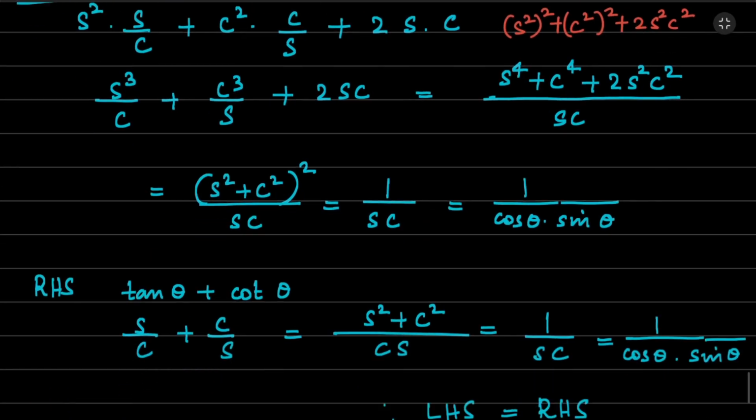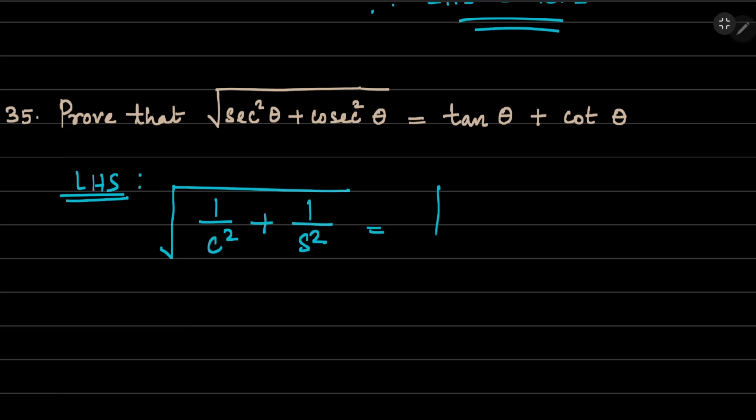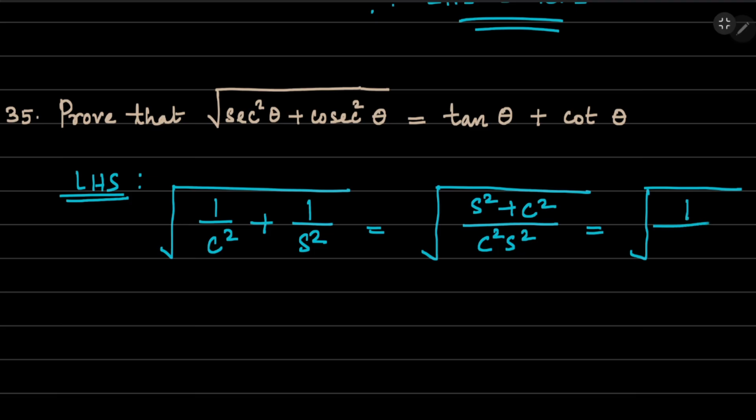The next one, 35th question. Prove that root of secant square plus cosecant square equals tan plus cot. Again, let's convert. In 99% of cases, converting will simplify things for you. So what is secant square? 1 over cos square plus cosecant square is 1 over sine square. Take the LCM within the square root. So this is cos square sine square in the denominator. Numerator will have sine square plus cos square. So this is nothing but square root of (1 divided by sine cos) the whole square, which is equal to 1 over sine cos. That is all we can do.